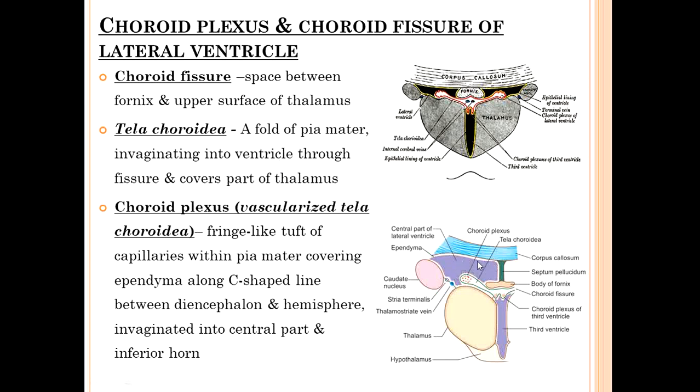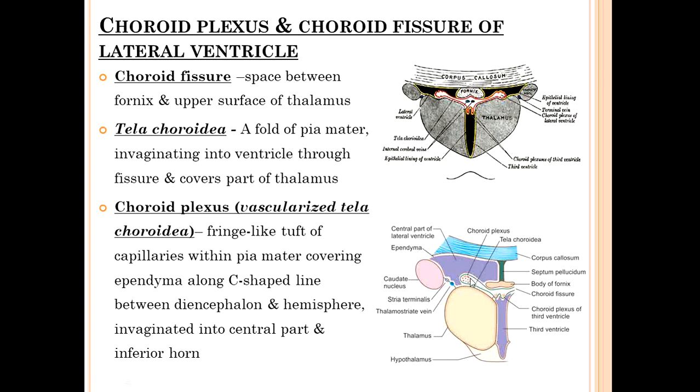You can see this blue color. Within this fold of pia mater is invaginating. This fold of pia mater which is invaginating is known as tela choroidea. And the third thing is, what is choroid plexus? It is vascularized tela choroidea. That means it is a tuft of capillaries within the pia mater.